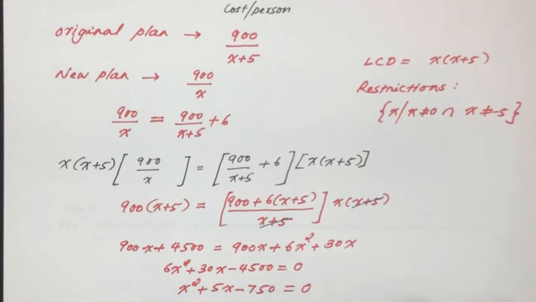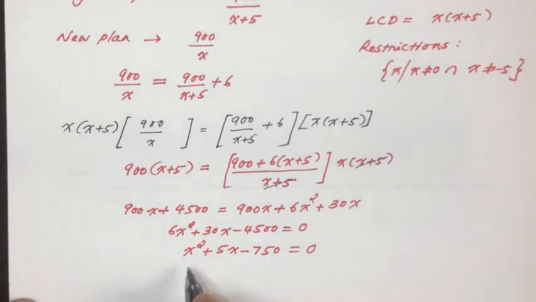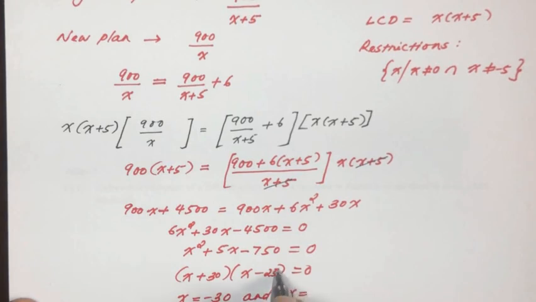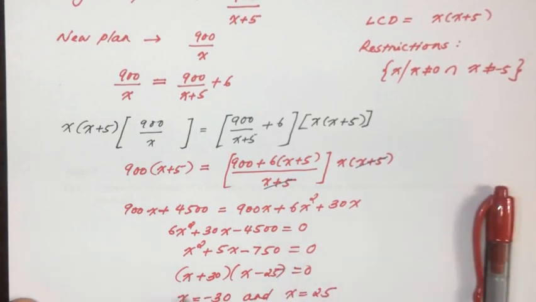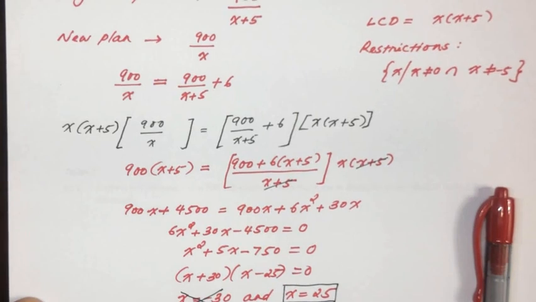equal to 0, and that would be factorized into x plus 30, x minus 25. The two answers are x equals negative 30 and x equals positive 25. Since we can't accept a negative answer because of the number of people, the answer is 25. So that means the number of people who went on the field trip is 25.